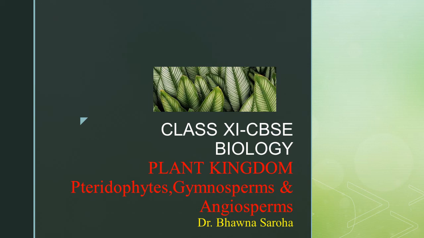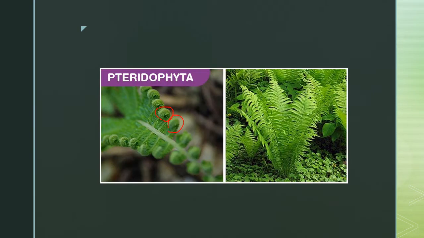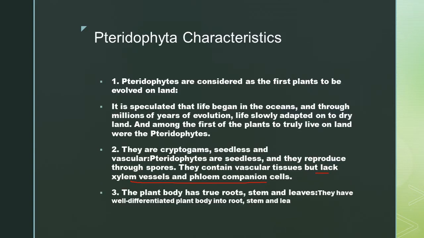Class 11th. Today we will be studying and continuing Pteridophytes, Gymnosperms and Angiosperms. Pteridophyta. In this, examples are found. Pteridophyta characteristics. Pteridophytes are considered as the first plant to be evolved on Earth.